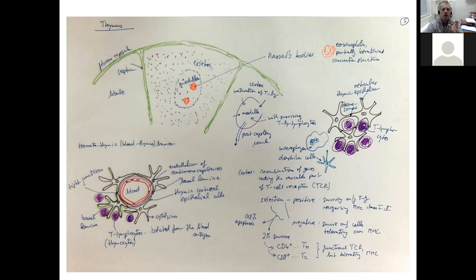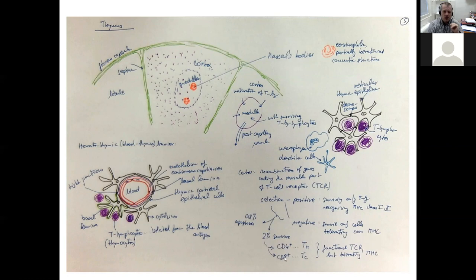But from this population, you need to select all those that are recognizing the own major histocompatibility complex class 1 and class 2 molecules, but you need to exclude those that would react too strongly against these molecules. So only those cells that have functional T cell receptors, but are still tolerating the body's own major histocompatibility complex, only those cells are permitted to survive, which is something like 2%. All the other cells will undergo apoptosis.